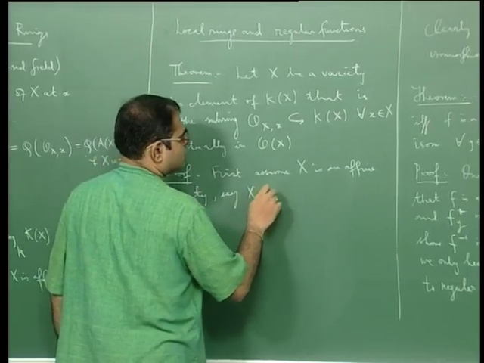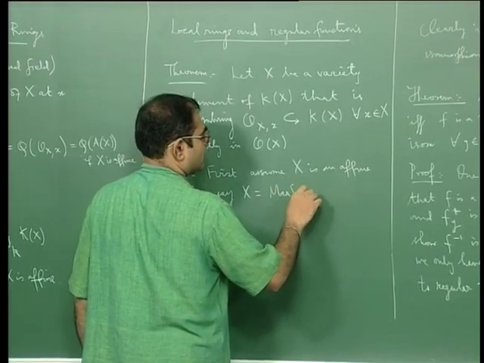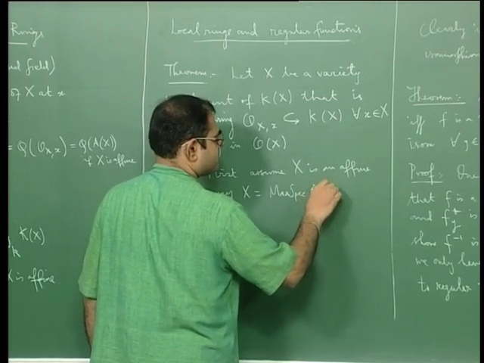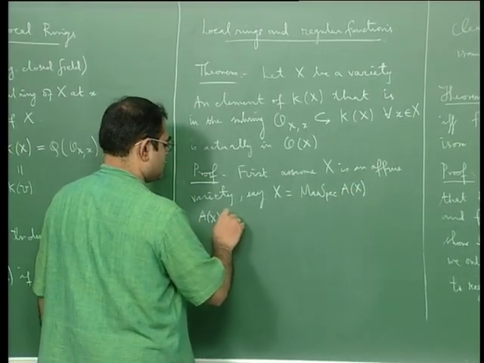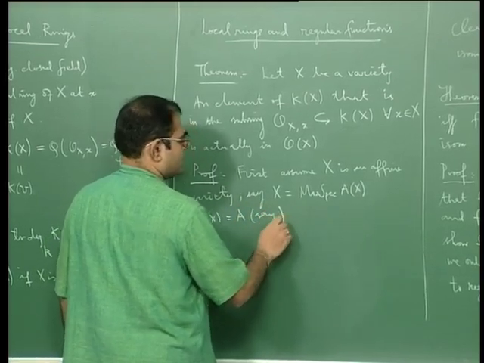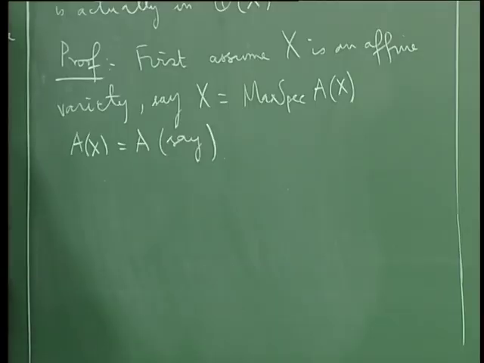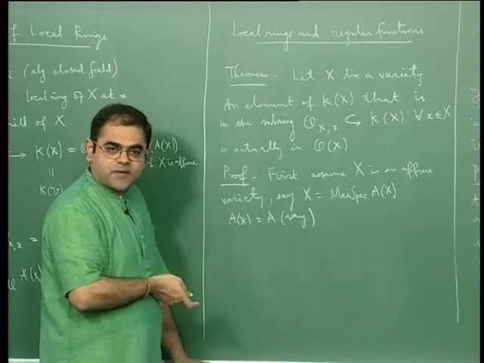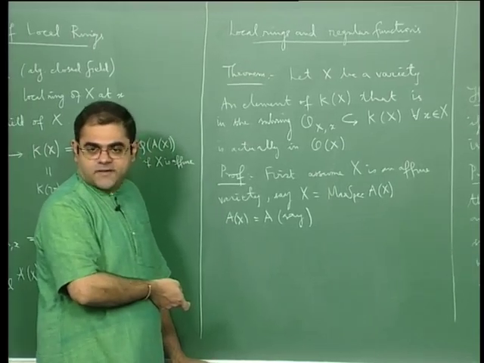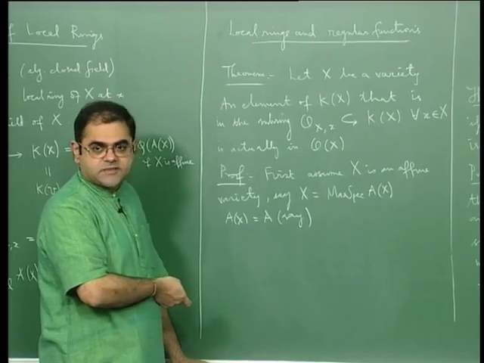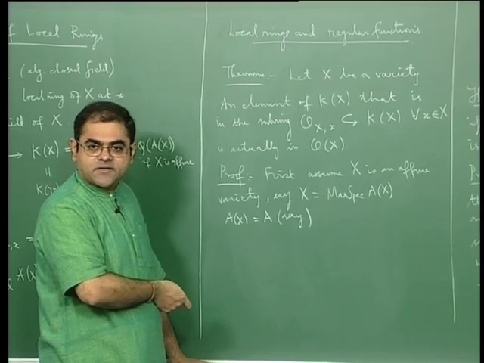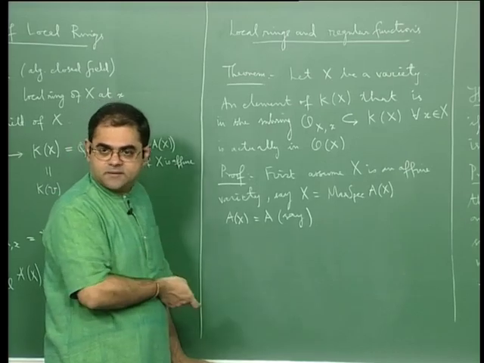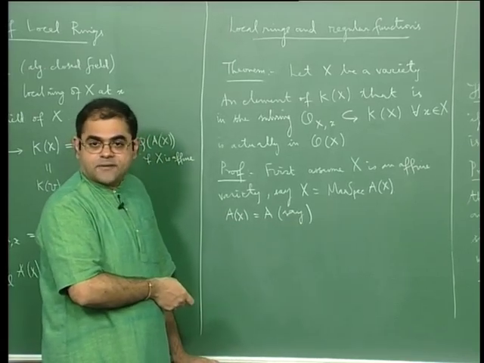Say X equal to max spec A(X), which is equal to A, say. So this is how you recover an affine variety from its coordinate ring. If X is an affine variety, you have A(X), its affine coordinate ring, and if you take the maximal spectrum, then you get back the affine variety, okay. So in fact, if X is sitting inside some affine space as an irreducible closed subset, and A(X) is the coordinate ring of X, okay. It's the regular functions on the affine space, namely the polynomial ring in as many variables as the dimension of the affine space, modulo the ideal of the irreducible closed subset, which is a prime ideal. So A is an integral domain which is a finitely generated K-algebra, right.